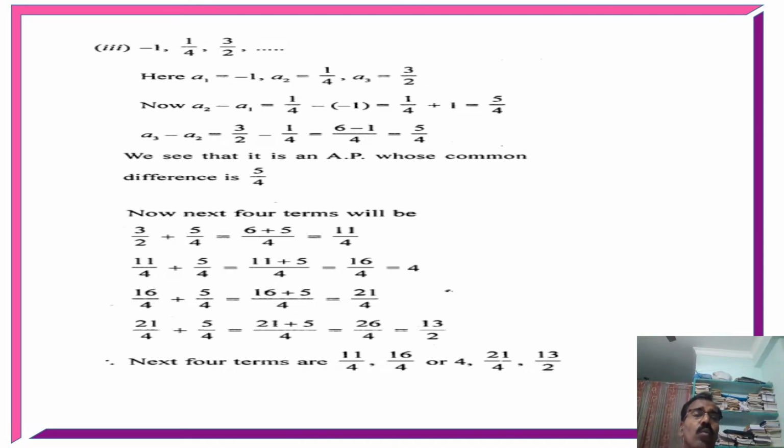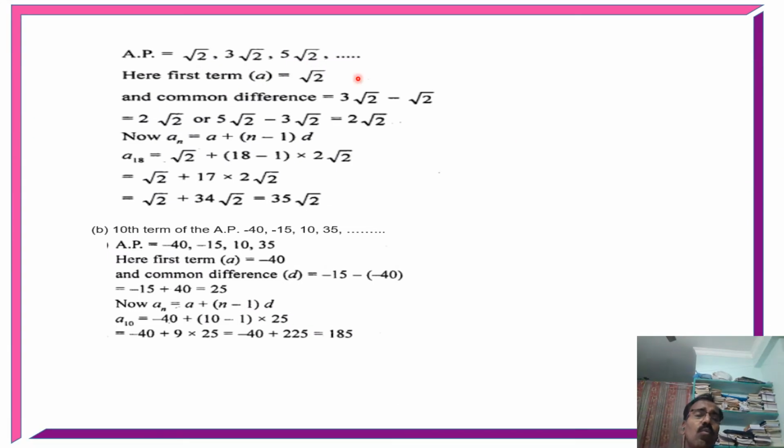So now we have one more problem, similar to the previous model. The given AP is root 2, 3 root 2, 5 root 2, and so on. The first term is root 2. The common difference is A2 minus A1 or A3 minus A2, anyway it is the same. 3 root 2 minus root 2: if we subtract 1 root 2 from 3 root 2, we get 2 root 2. Or else, if we subtract 3 root 2s from 5 root 2s, 2 root 2 is left over.